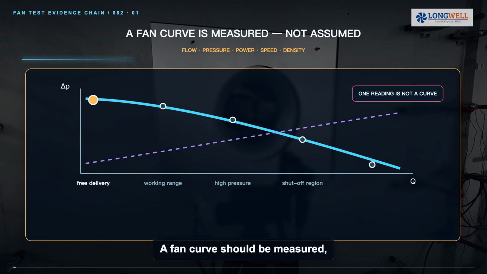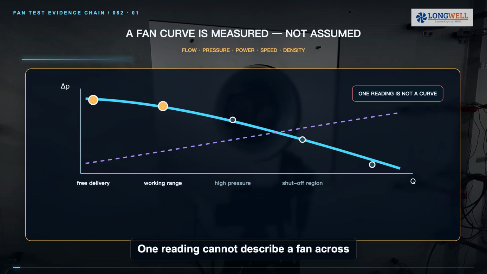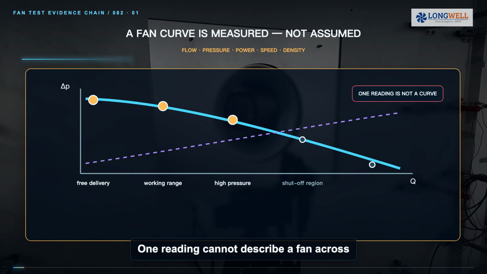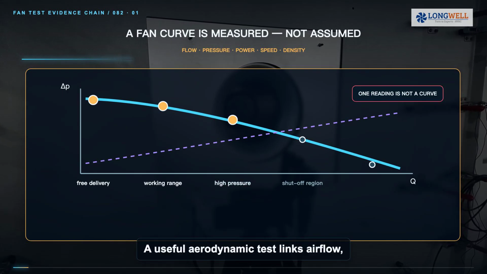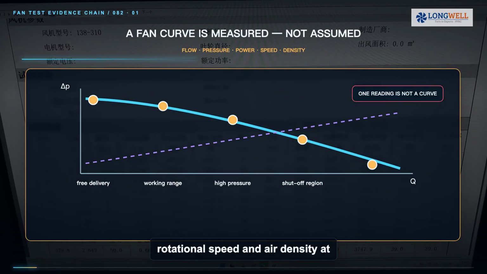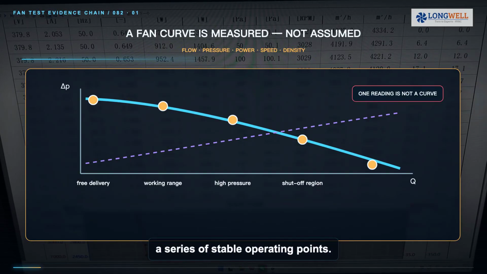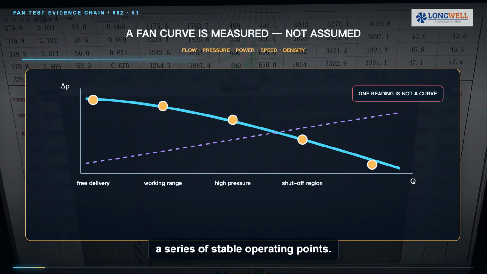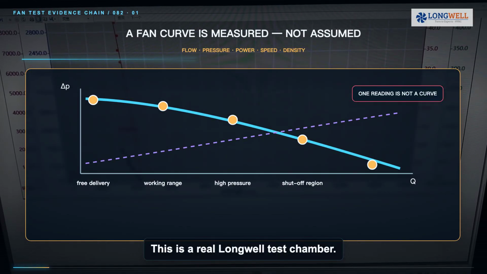A fan curve should be measured, not assumed. One reading cannot describe a fan across its operating range. A useful aerodynamic test links airflow, fan pressure, input power, rotational speed, and air density at a series of stable operating points. This is a real longwall test chamber.